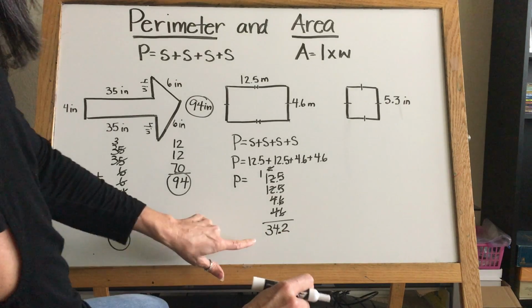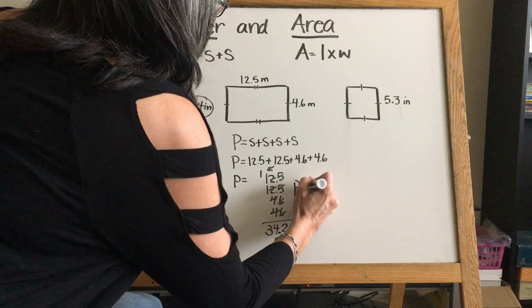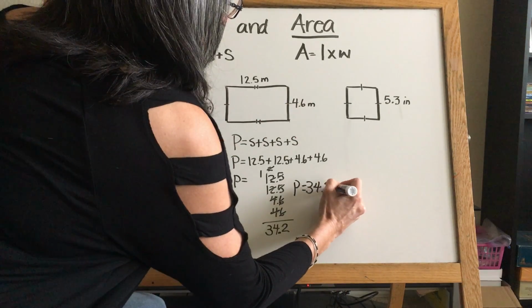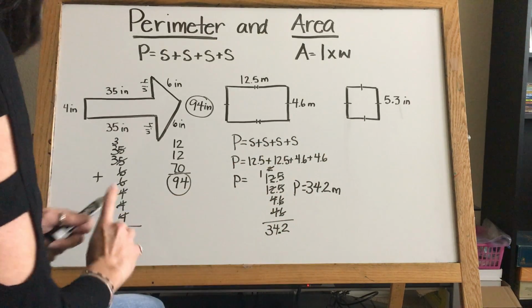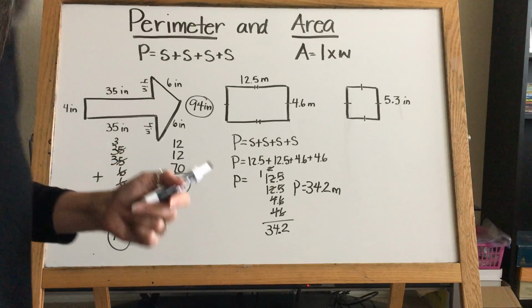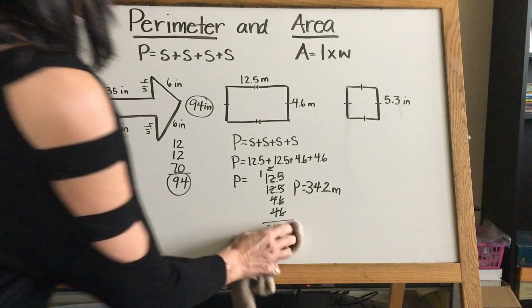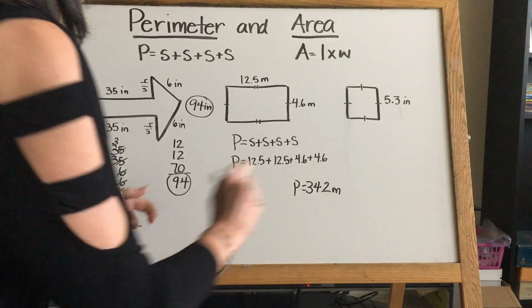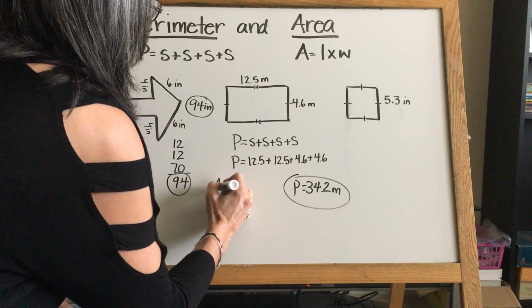So my total answer for this perimeter is 34.2 meters. My unit of measure is meters. Now again, that's my perimeter, so I don't have a squared or a cubed. All I'm going to have is my unit of measure. Okay, so I'm going to erase this so we can do the area. So that's my perimeter. Now my formula for area is length times width.